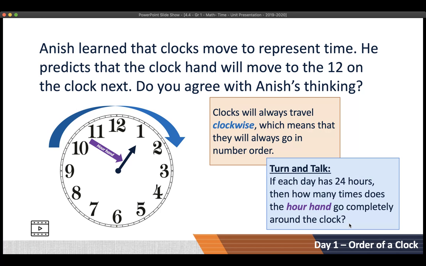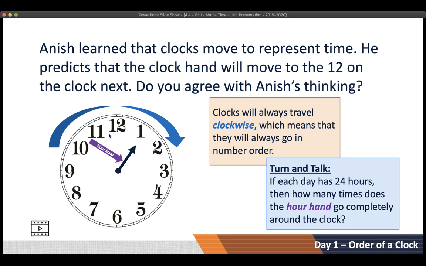If each day has 24 hours, then how many times does the hour hand go completely around the clock? Take a moment to pause the video and see how many times you have to go fully around the clock in order to count to 24.